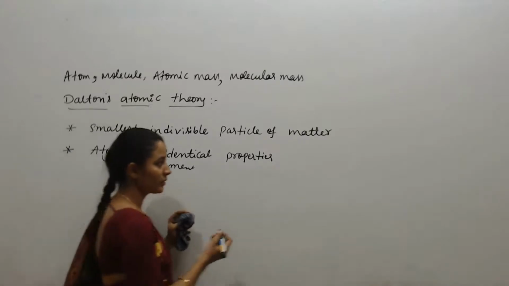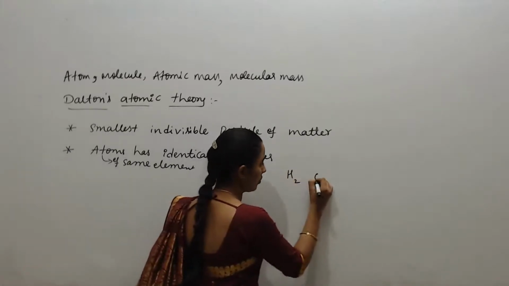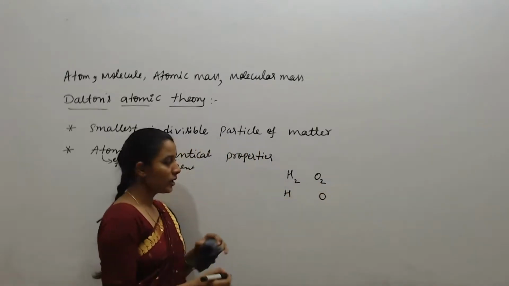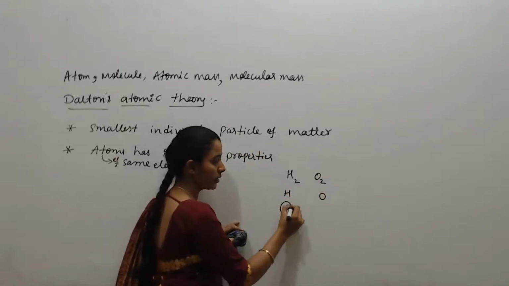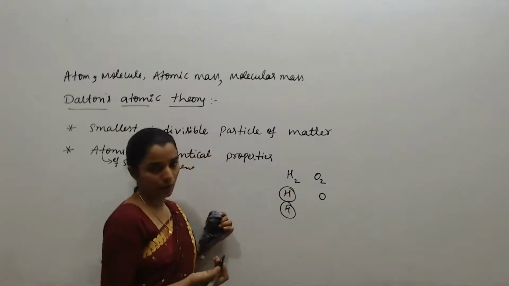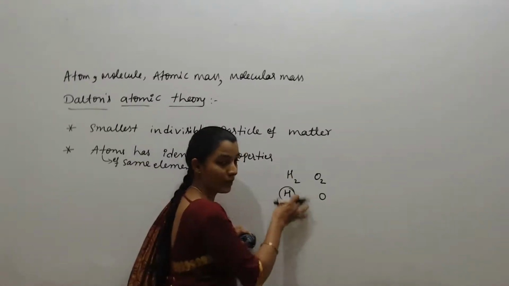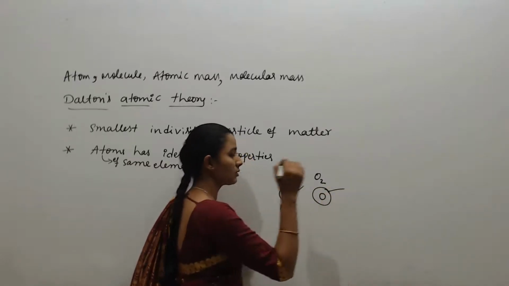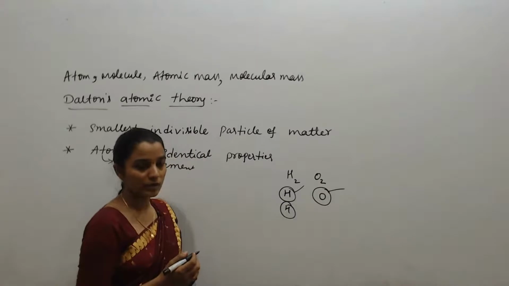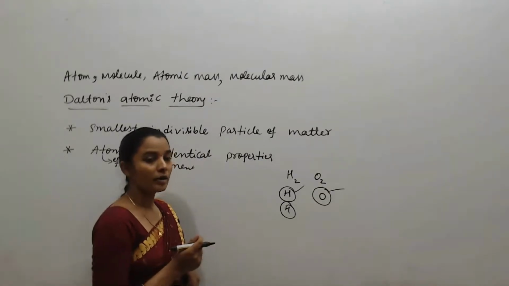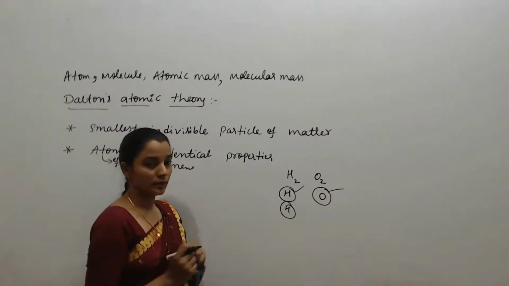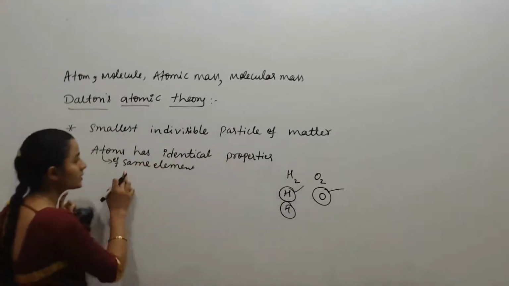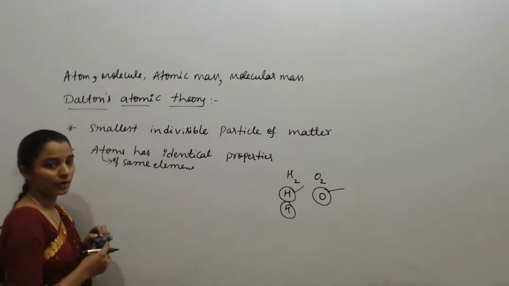For example, why I told this? H2 is there, O2 is there. Hydrogen is the atom, oxygen is the atom. So here, if two hydrogen atoms are there, both have identical properties because they are atoms of the same element. Hydrogen has different character and properties, oxygen has different character and properties. We cannot compare the atoms of one element with the other. Okay, so atoms of the same element have identical properties.